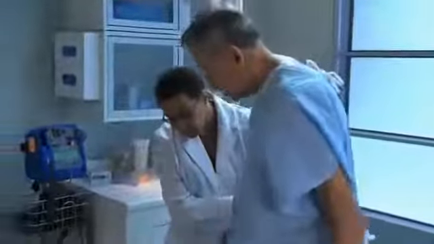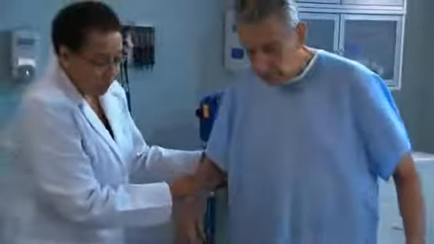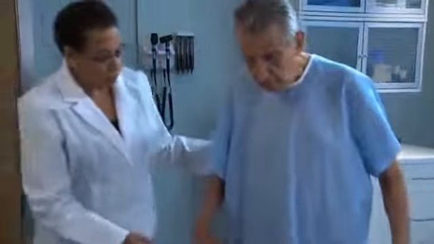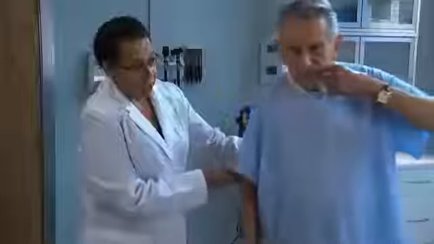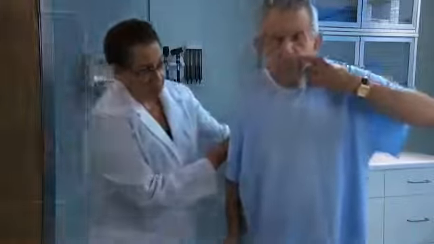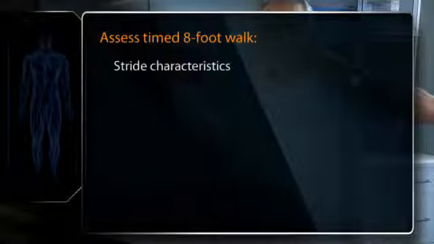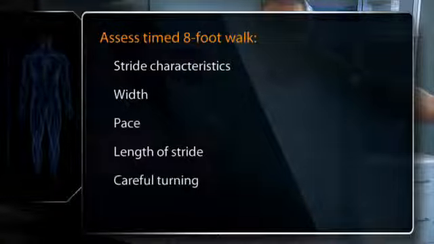For the nervous system, start with the 10-minute geriatric screener and pursue further examination if you note any deficits, especially in memory and affect. I want you to touch your left index finger to your nose, and then put that down and touch your right index finger to your nose, and then do that again. Pay close attention to gait and balance, particularly standing balance. Also, assess the results of a timed 8-foot walk, noting stride characteristics, width, pace, length of stride, and careful turning.